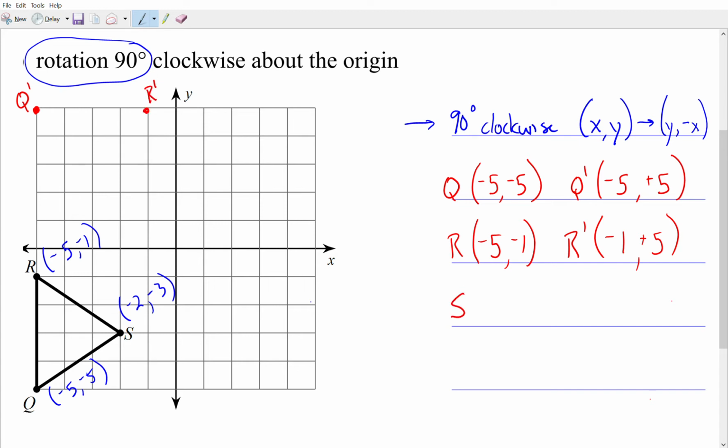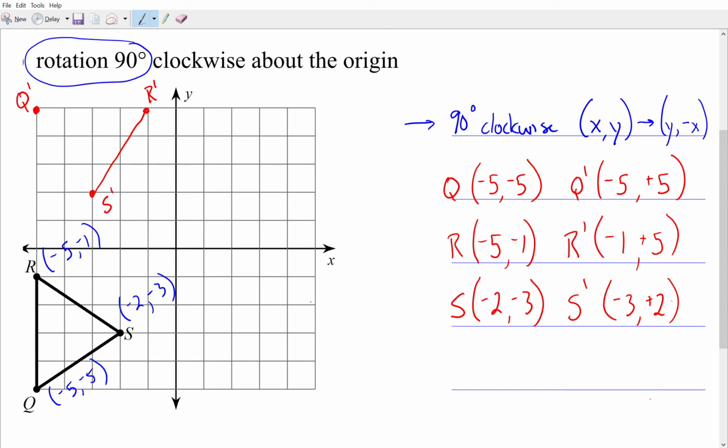And finally, S, original location of S is -2, -3. So for S prime, once again, let's switch the x and the y, -3 and -2. And our new x coordinate, we must take its opposite, so I'm going to change that to positive there. So S prime, -3, +2 is right here, and that's going to be S prime.